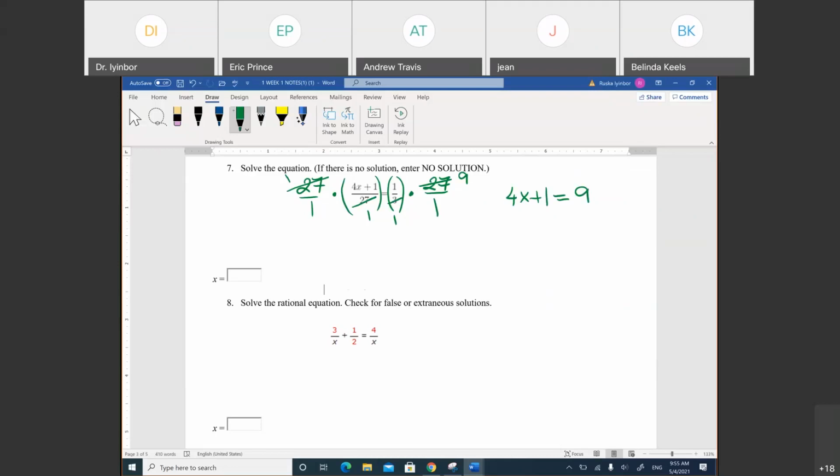So how do you solve this? You already have the x's on the same side, so you have to move the 1, subtract 1 from both sides. And you're going to get 4x equals 8. And then what are you doing next?